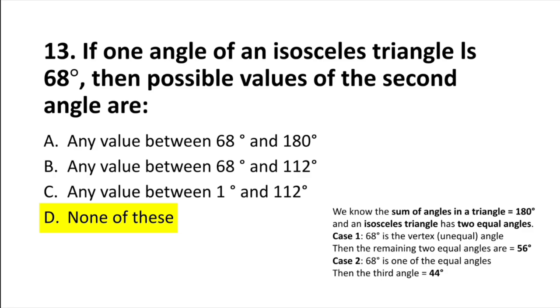Now the second case could be if 68 is one of the equal angles, meaning 68, 68, and the third one will be 44. So in both cases we can get 56 or 44 degrees, but there is no such option. So among these, none of these is the correct one.